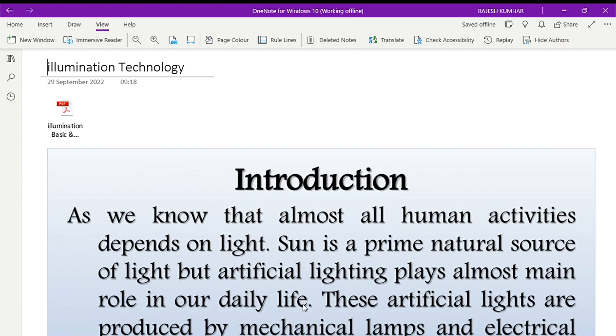Today I am going to discuss a very important topic for your semester examination as well as from the point of view of competitive examinations: illumination technology. Before starting this subject, first I will introduce what is light. We know that without light we are not able to see anything, we can't do anything. So light is the most important part of our day-to-day life.